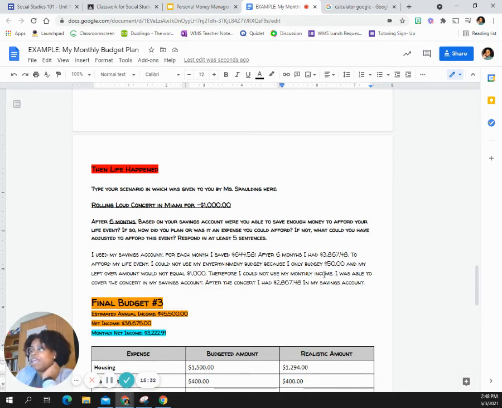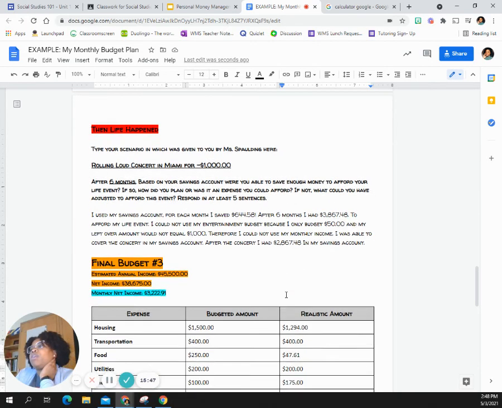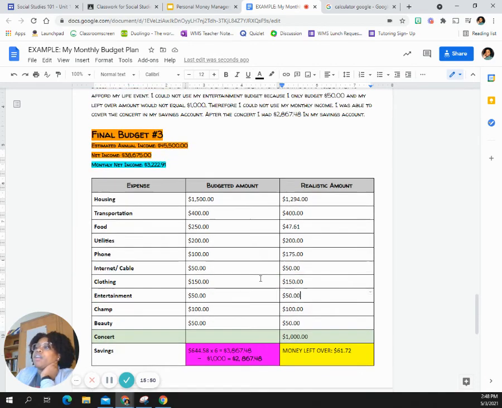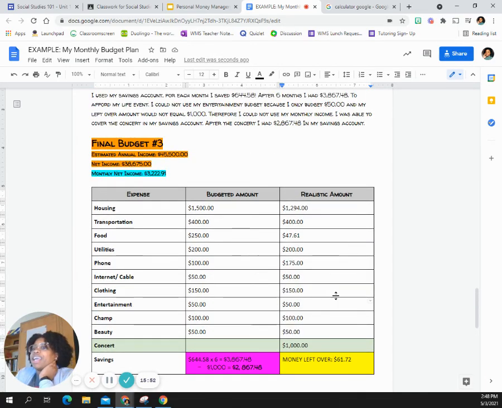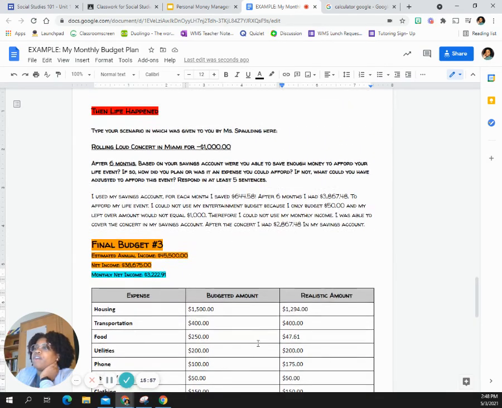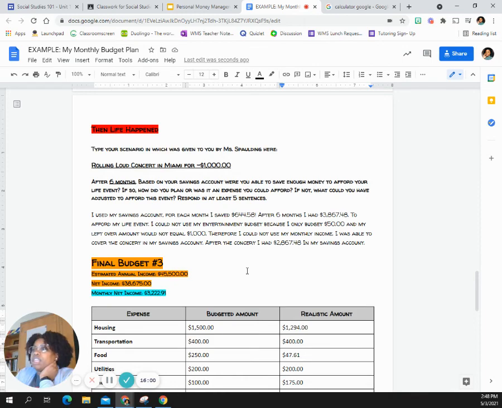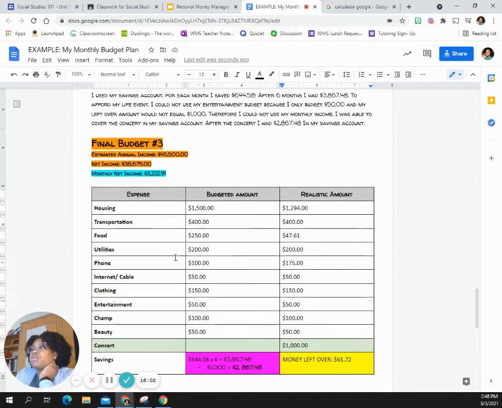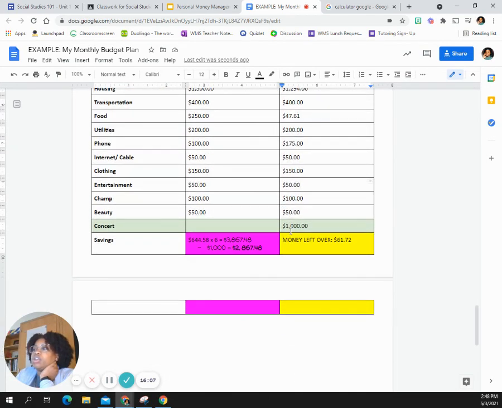That's the first thing. The second thing that was good is that I was able to cover the concert in my savings account. After the concert, I had $2,867.48 in my savings account. So you're just explaining what you pretty much did in your final budget. Once you have gotten this, you're going to screenshot it, because it's also going to be a part of your final project. In the next video, I'm going to walk you through screenshotting and putting this into your actual presentation that you're going to submit.